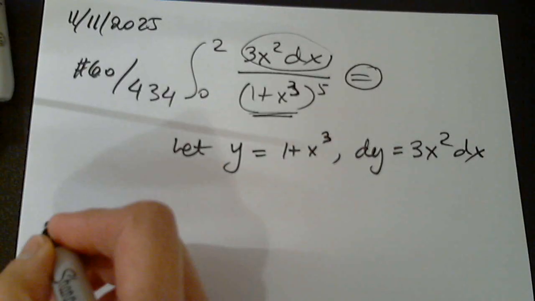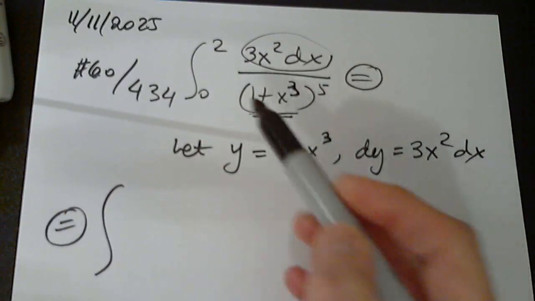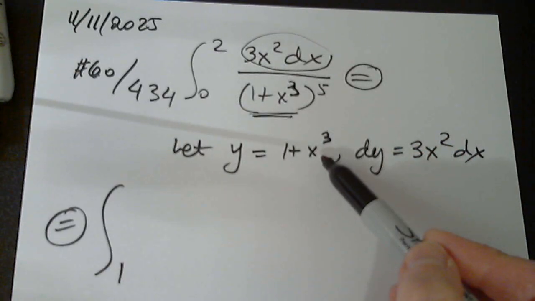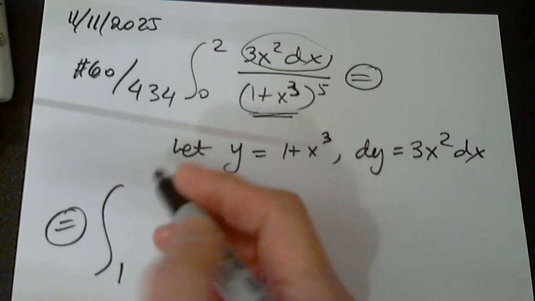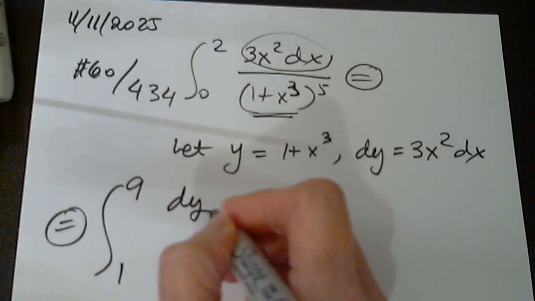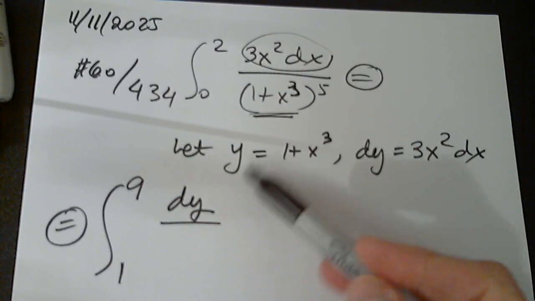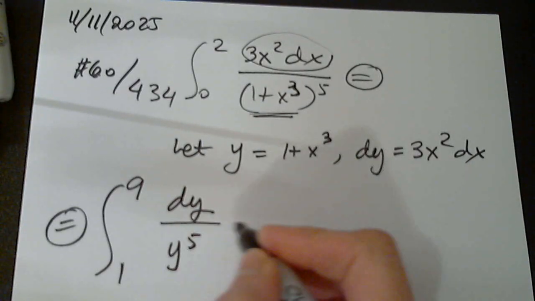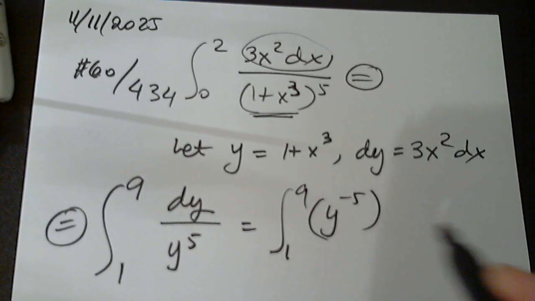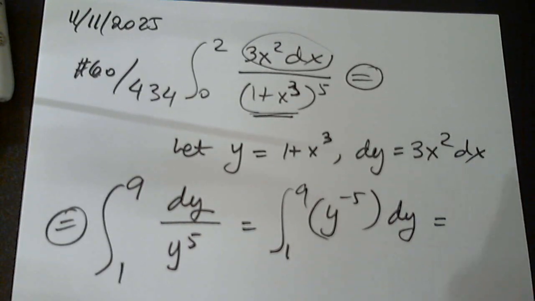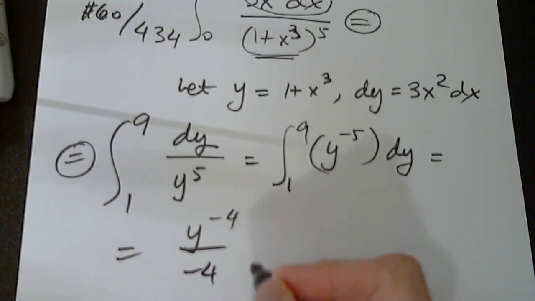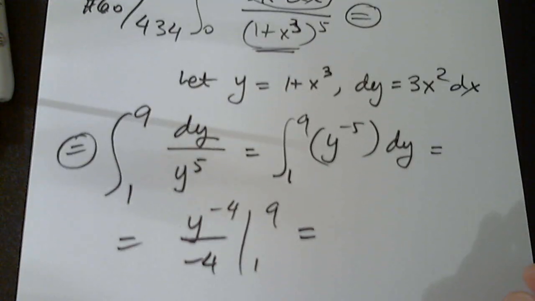So then the whole integral becomes, when x is 0, y is 1. When x is 2, 8 plus 1 is 9. And the numerator, I mean the top part, is dy, and the denominator is y to the 5th. So this is the integral from 1 to 9 of y to the -5 dy. And that becomes y to the -4 over -4 from 1 to 9.